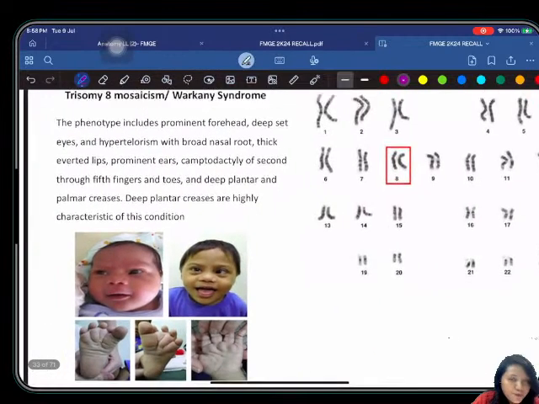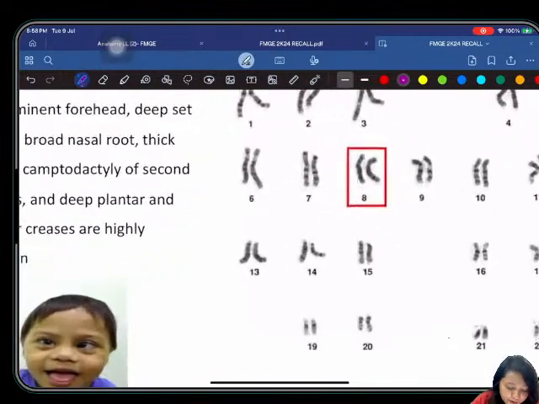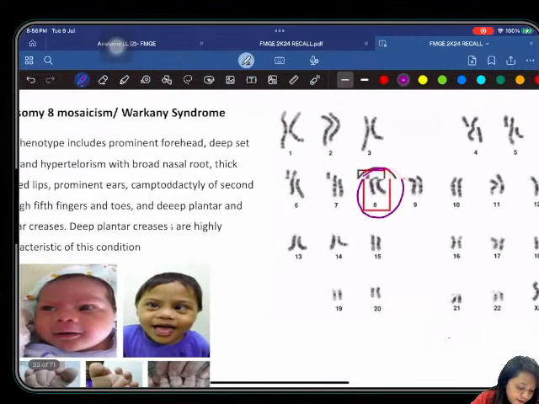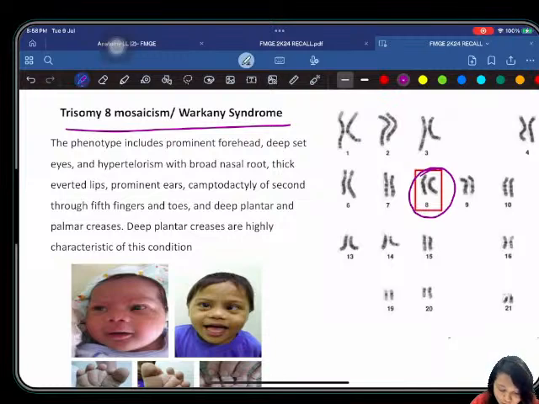What about trisomy 8? Trisomy 8 mosaicism. It's rare but occurs. It is also known as Warkany syndrome. Nowadays they used to ask on trisomy 8 as well. They are also asking the uncommon questions. So, trisomy 8 mosaicism or Warkany syndrome.